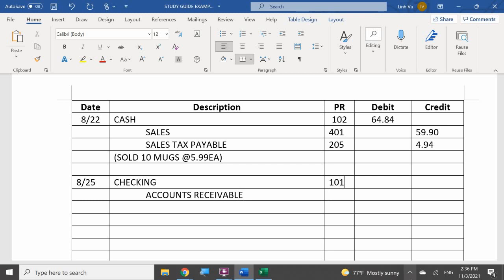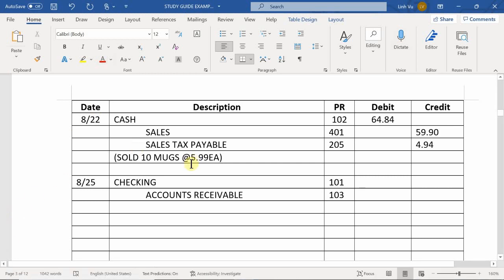Where can I see? Oh, accounts receivable is 103 and the checking 101. Okay. So our customer A paid. I don't know what we can write. Customer A paid the full amount, with check. Check and liquid.